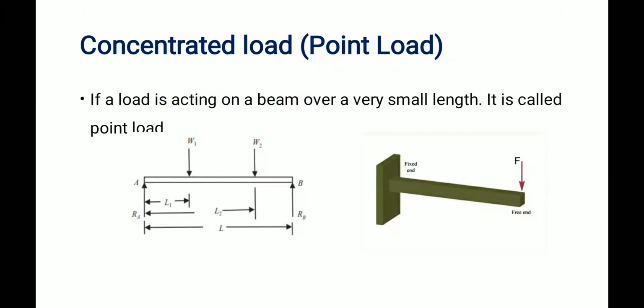So first type is concentrated loading or point load. Load acting at a point. Concentrated load. So here at the cantilever beam, at the free end, one load is acting at a point. So point load. The load is acting vertically. One vertical load is placed at a point. So concentrated load is called point load. Load is acting at a point in a beam.